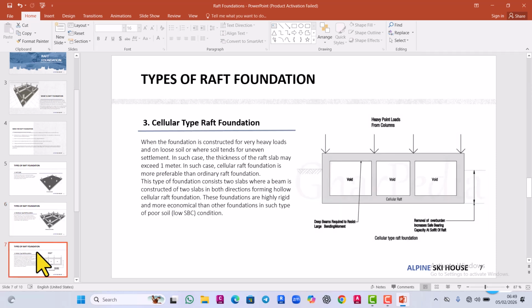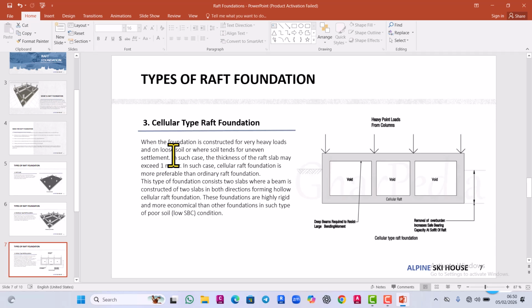Another type of raft foundation is the cellular raft foundation. Let's see what they have. They said when the foundation is constructed for very heavy loads and on loose soil, or where the soil tends toward uneven settlement, in such a case the thickness of the raft may exceed 1 meter. In such a case, a cellular raft is more preferable than an ordinary raft foundation.